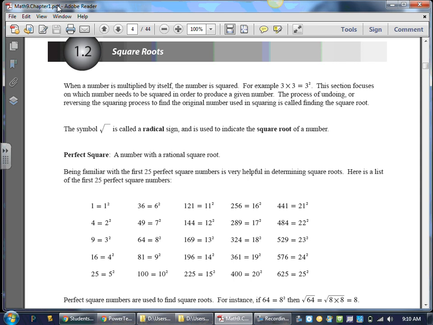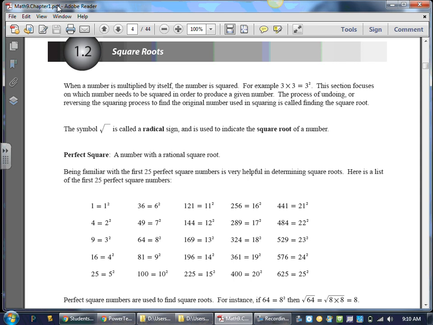It says when a number is multiplied by itself, the number is squared. For example, 3 times 3 is 3 squared. So that little power up there, I think you've seen that before. Have you seen that little 2 up there? It means 3 by 3. Don't ever be confused. That does not mean 3 times 2. That's the most common mistake that's made. That is not 6. 3 squared is 3 times 3, which is 9.